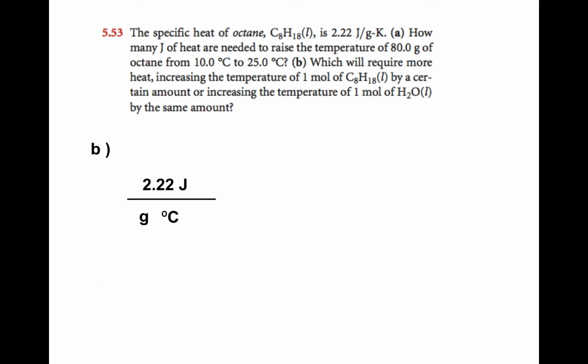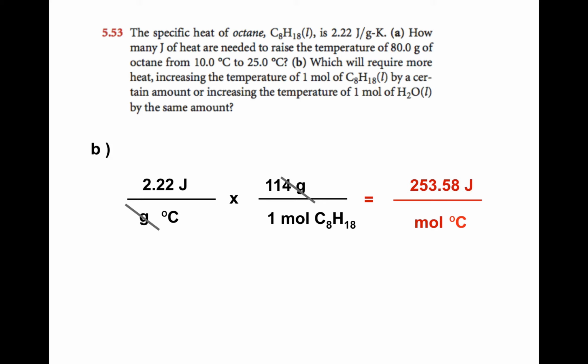When we look at B, it's a question of how hard this is to heat up. If I'm talking about a mole's worth, for every 1 mole of octane, it weighs 114 grams. I want to use this as a conversion factor to go to joules per degree Celsius per mole. When I multiply across, grams will cancel, and this is how hard it is to heat up a mole of octane. When I do the same thing for water, it's less. So it requires more heat to heat up a mole of octane than it does water.